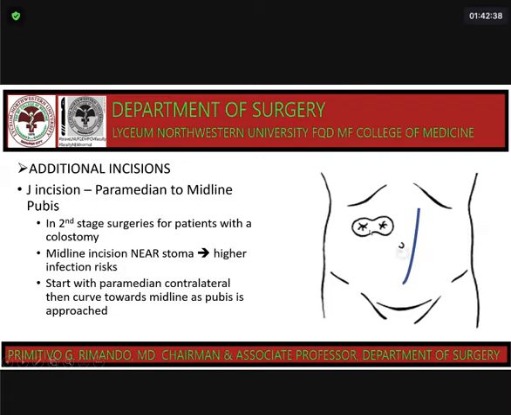So the risk for a surgical site infection is very high. So we don't bring it there. We do a paramedian incision here. But because we're going to do a lot of dissection at the rectum and the anal area, we bring it to the midline. So it becomes a letter J incision.